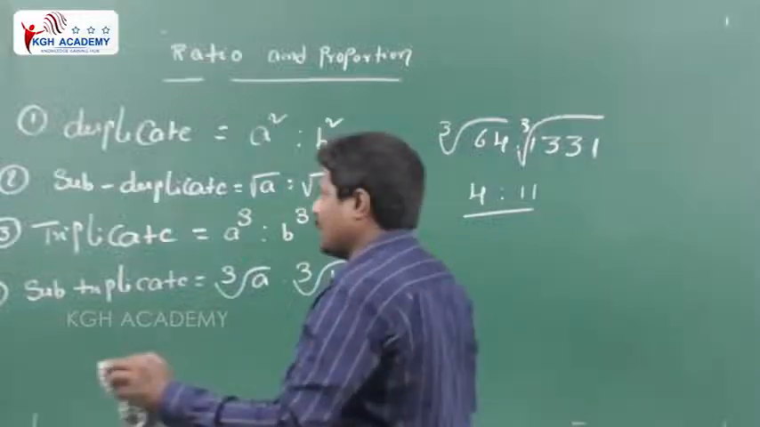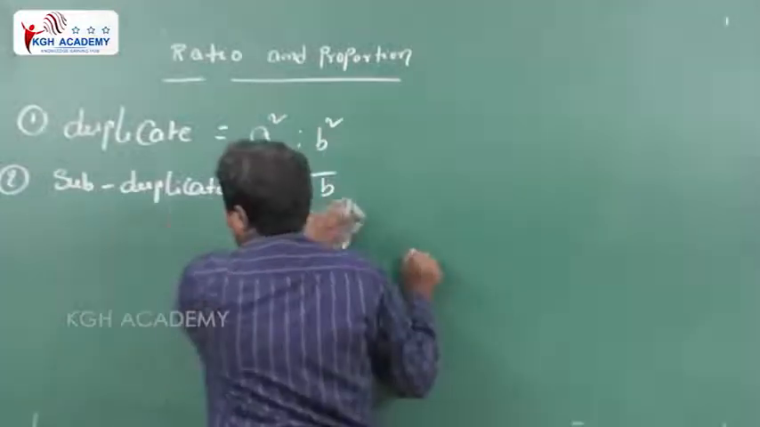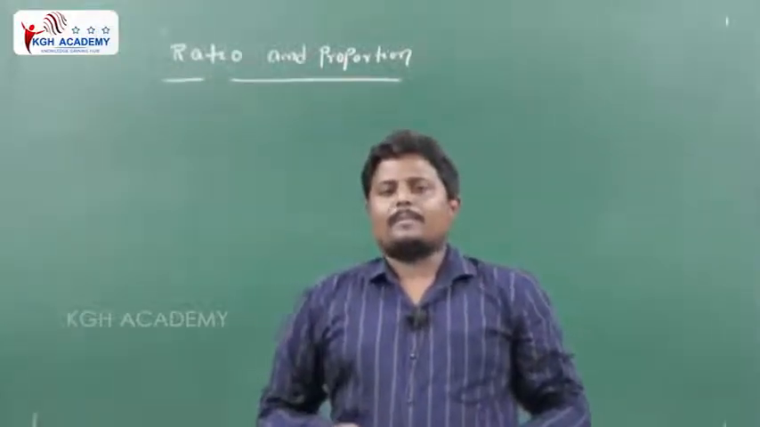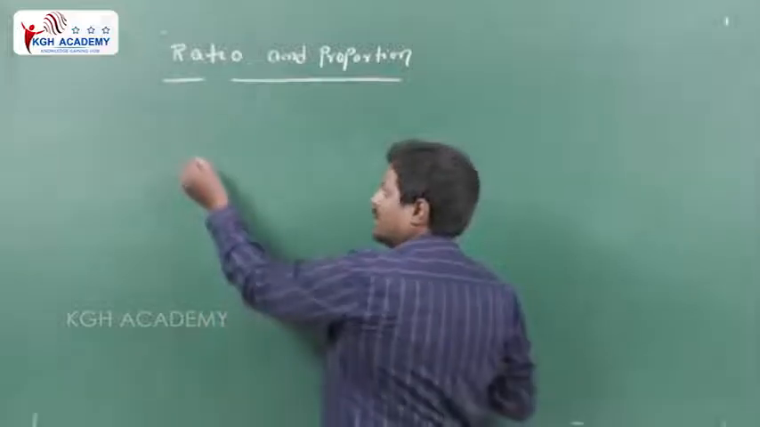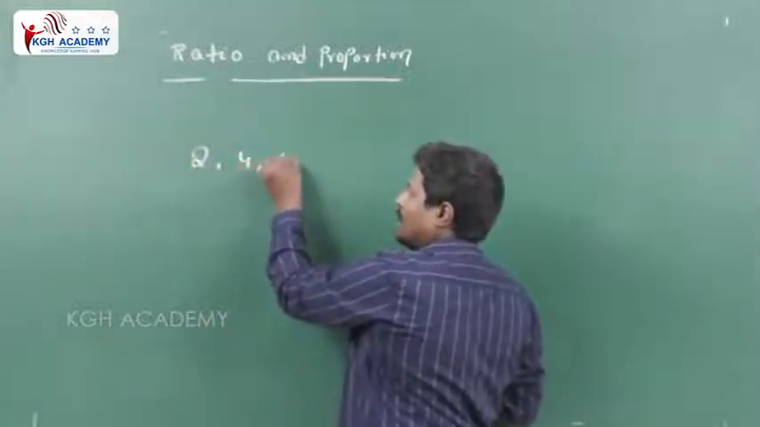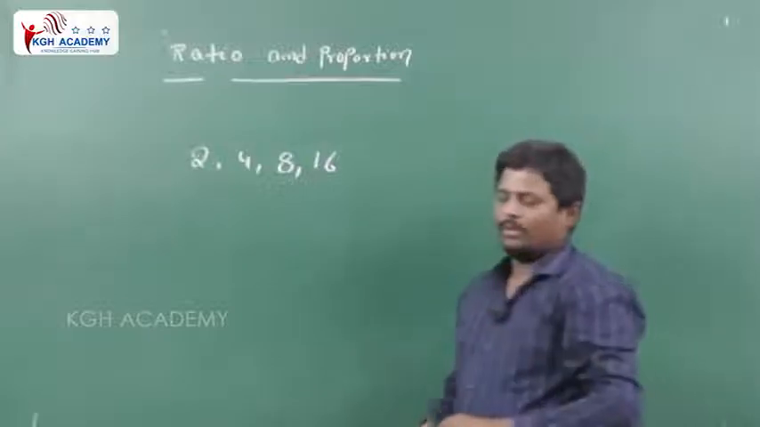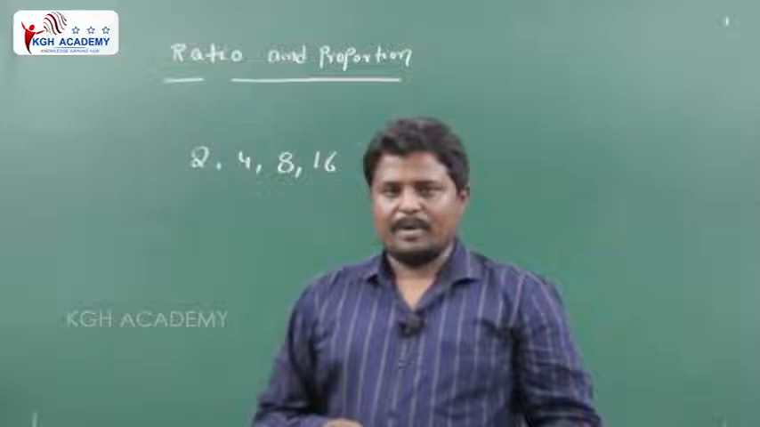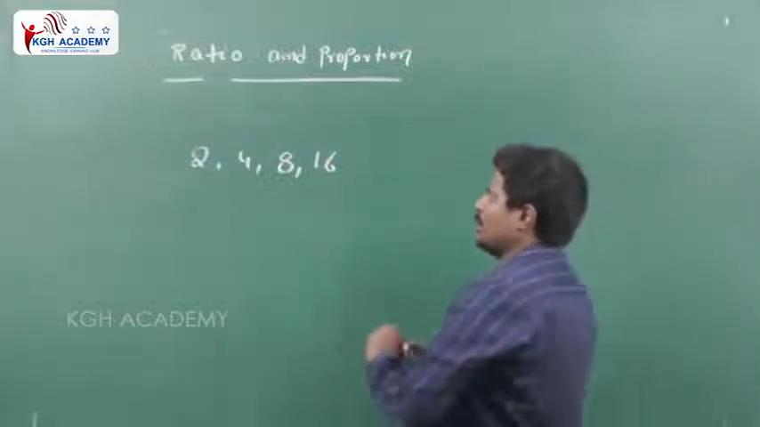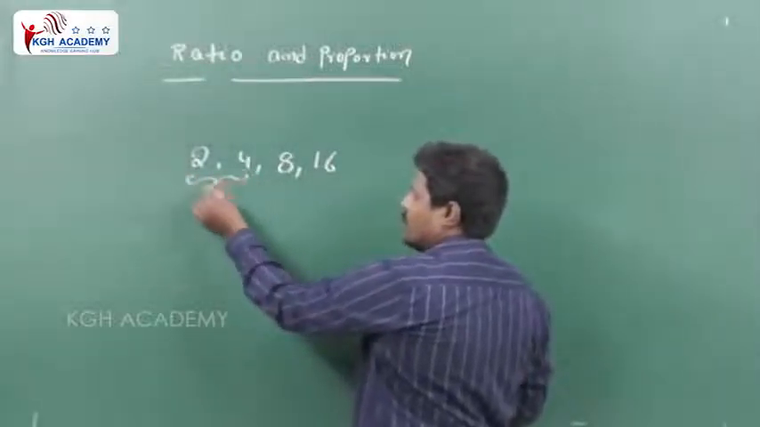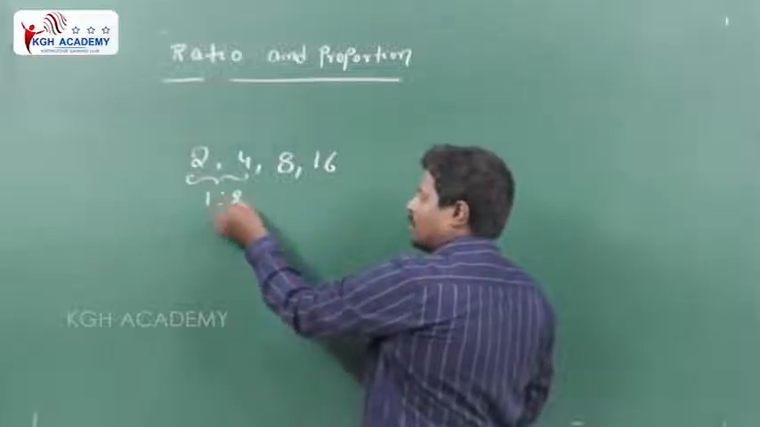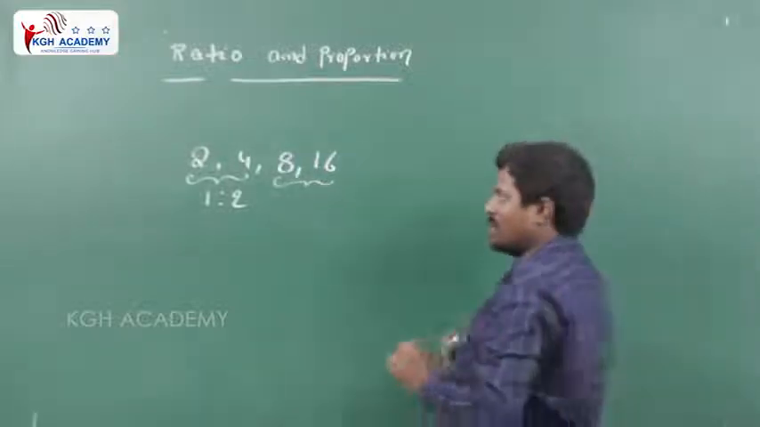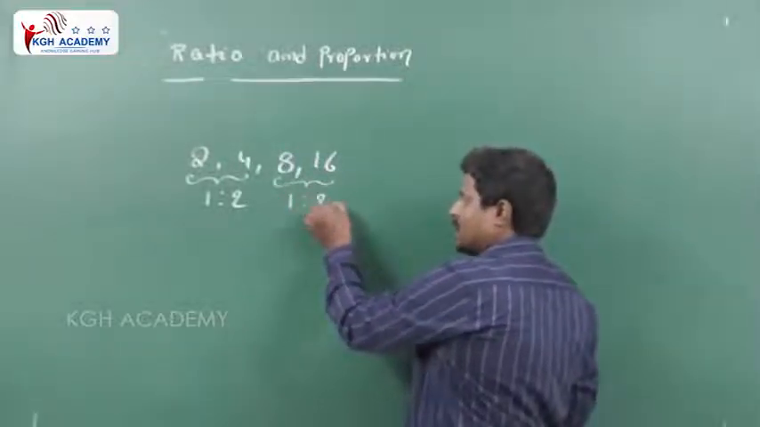What is meant by proportion? Already I told you, proportion means the comparison of ratios. Let us suppose we take 4 numbers: 2, 4, 8, 16. You tell me, what is the ratio between 2 and 4? It is 1:2. What is the ratio between 8 and 16? This is also 1:2.